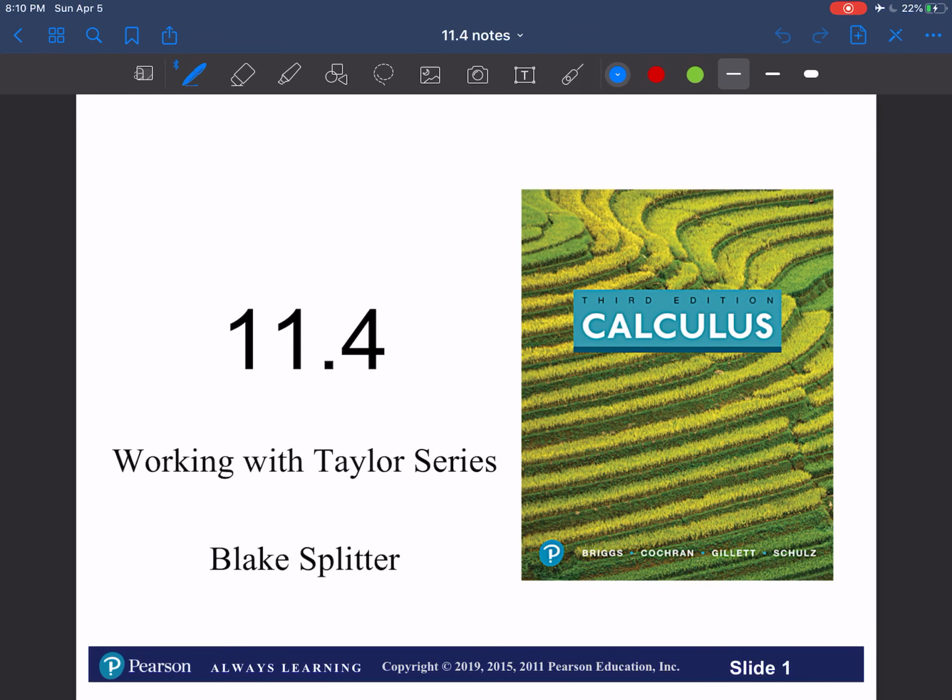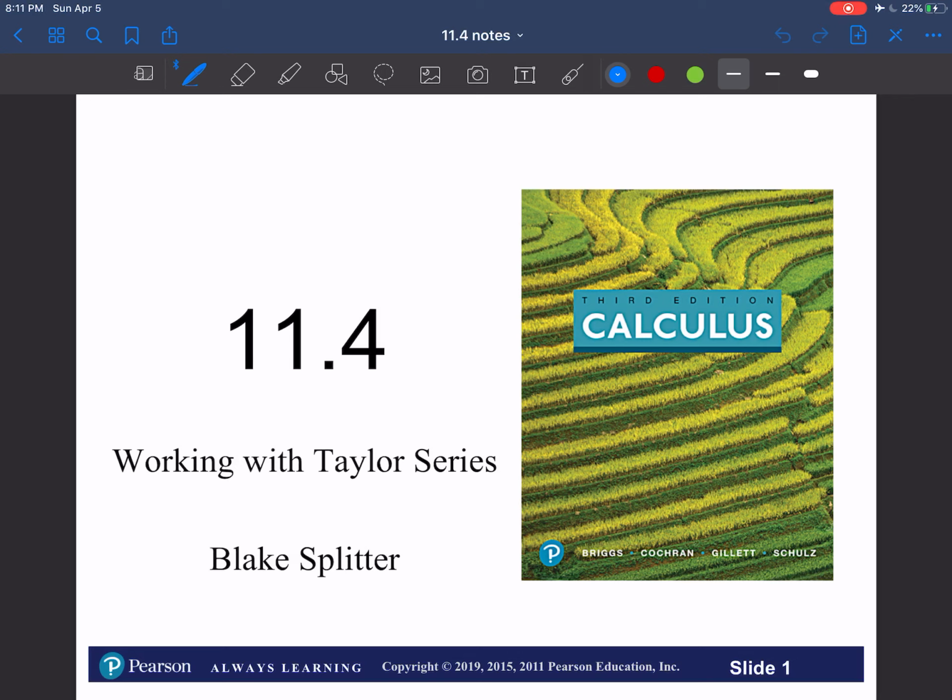Hello everyone. Today we have section 11.4 from the Briggs textbook. This is the final section that we will talk about in chapter 11. The next chapter that we talk about is chapter 12 and deals with a very different concept than what we've been studying so far. But chapter 11 is kind of the culmination of the idea of working with Taylor series.